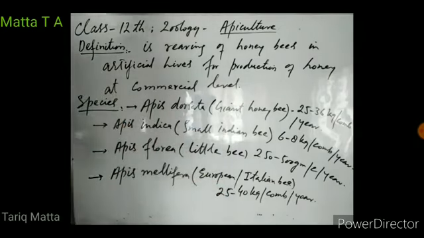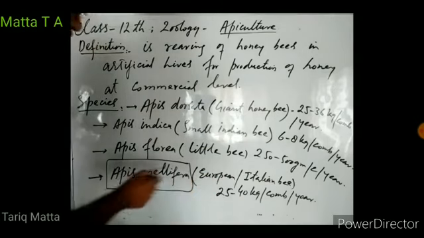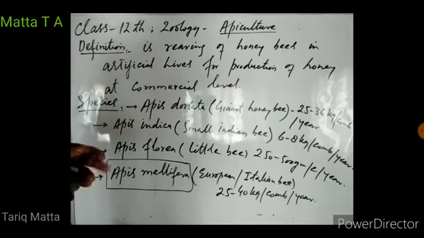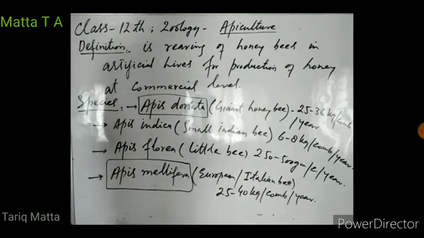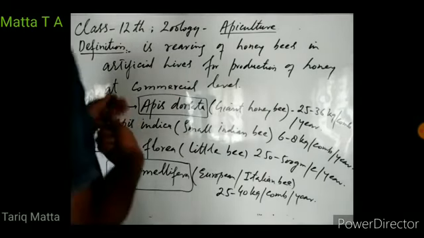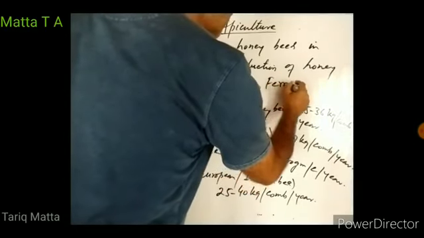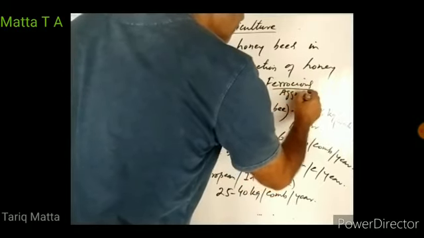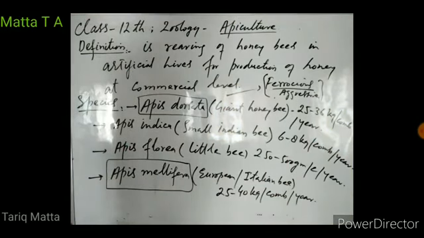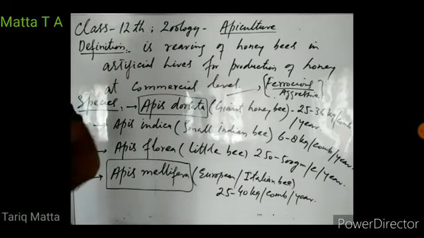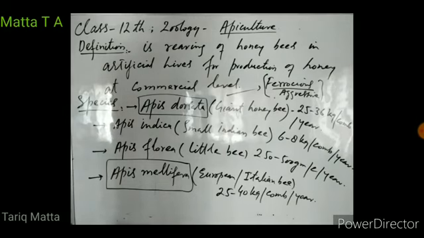But we usually prefer Apis mellifera in apiculture. Why? Because Apis dorsata is a wild honeybee. It cannot be easily domesticated. It is very ferocious and aggressive in behavior. It is mostly found in the jungles and rocky cliffs. Old people use this Apis dorsata for getting honey from the wild. But it cannot be domesticated because it doesn't settle usually at one place, so it is very difficult or impossible to domesticate.